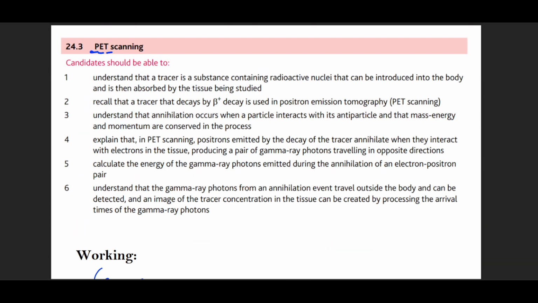Now, first we look at the syllabus. We understand what a tracer is, right? It's a radioactive nucleus introduced into the body, absorbed by the tissue being studied. So we understand point number one. Point number two is that the radio tracer decays to give us a beta positive particle, hence the name, of course, positron emission tomography. You understand that as well. Point number three, annihilation occurs.